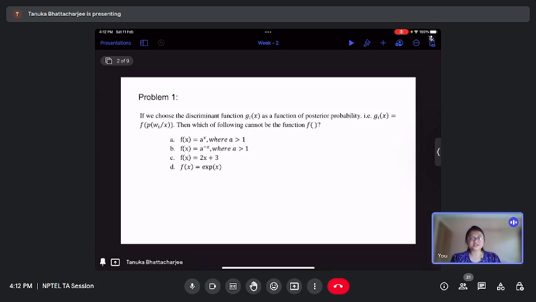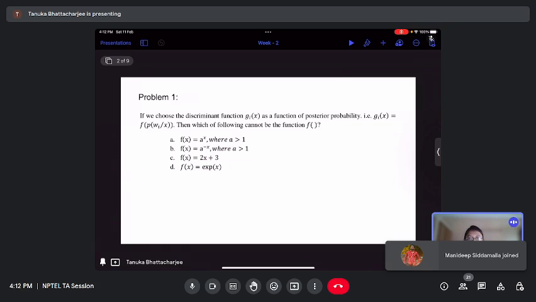So, in case of 2x plus 3, which is option C, that is absolutely valid. The class which has the highest posterior probability will have the highest value of the discriminant function. So, you can easily take that and classify into the class having the highest posterior probability. But if the function is not monotonically increasing, it might happen that some class has higher posterior probability, but you get a lower discriminant function value for it. That kind of function you cannot choose.